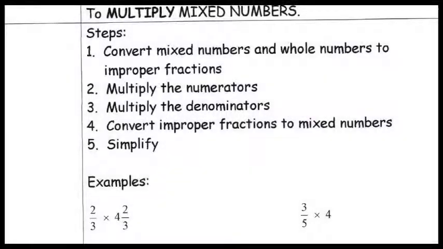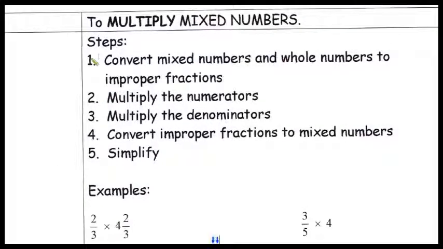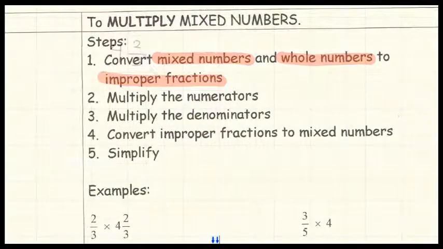To multiply mixed numbers, the only thing you have to remember is you have to add one more step, and that's step number 1. We're going to convert any mixed number and whole numbers to improper fractions. We kind of already saw this when we put that whole number over 1. But we haven't talked about how to convert mixed numbers to improper fractions. So let's talk about that right now.